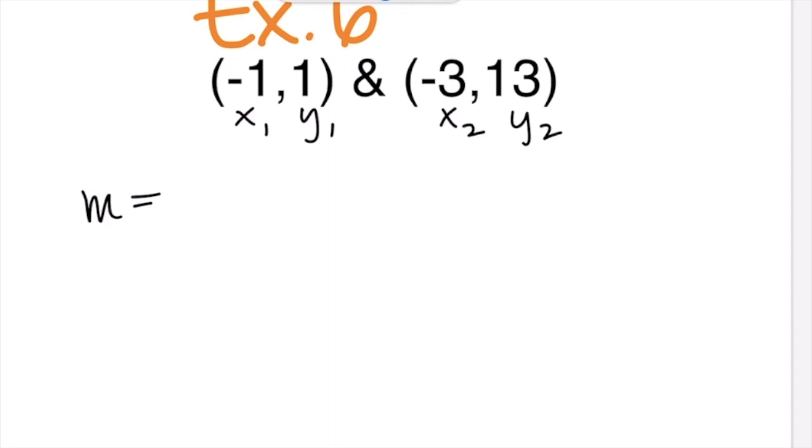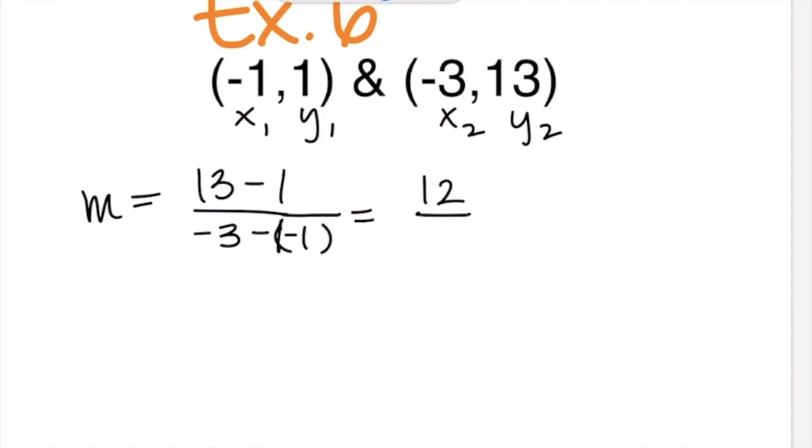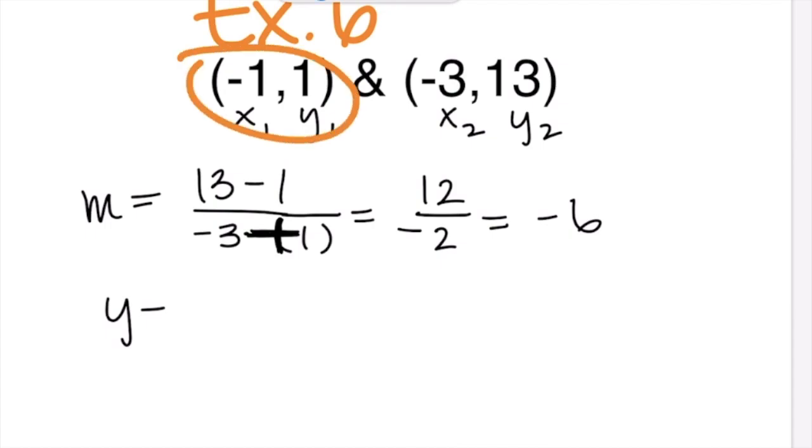So to find the slope, we do y2, which is 13, minus y1, which is 1, over x2, which is negative 3, minus x1, so minus a negative 1. Okay, so 13 minus 1 is 12, and then negative 3 becomes negative 3 plus 1, so that's a negative 2, and that simplifies to a negative 6. Now, y minus y1. So both of these have negatives on them, so I'm just going to go with the point that has the smaller numbers. But I could have chosen this one, and it would have ended up with the same answer in the end.